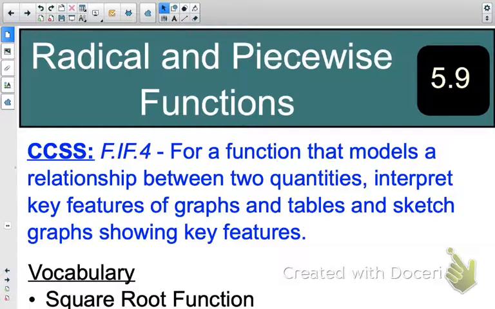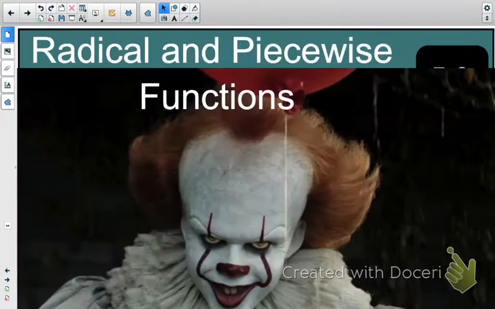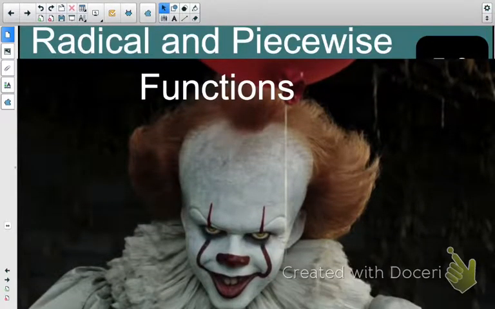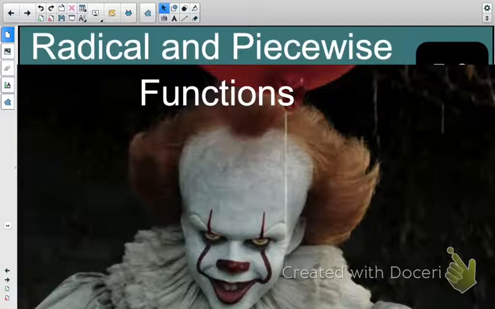Now, piecewise functions are going to be new, not to be confused with our good friend here, Pennywise. Piecewise functions are much nicer than our friend Pennywise here, and a lot more fun to work with.